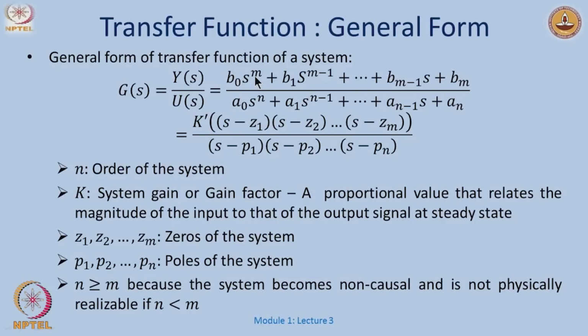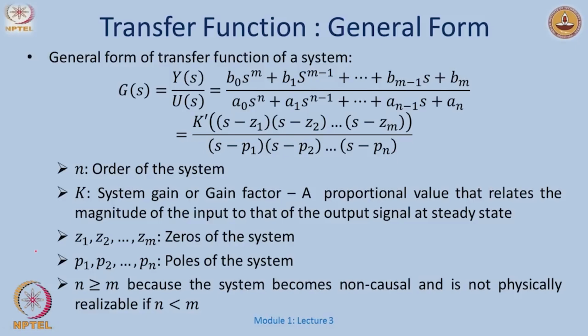In general, a transfer function would look of this form, where Y(s) could be any polynomial of order m in s, and U(s), the Laplace of the input, could be written as any polynomial of order n which comes in the denominator. I could also factor that as some number k prime, I will tell you shortly what this is, and a series of what we call zeros and what we call poles. Here I call n the order of the system, m would be the number of zeros, n would be the number of poles.